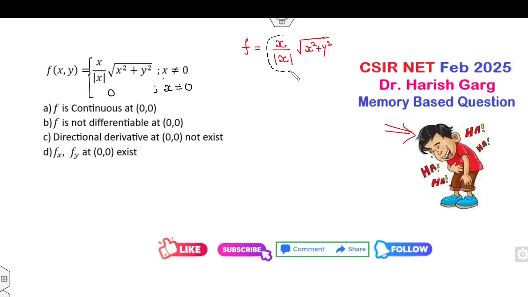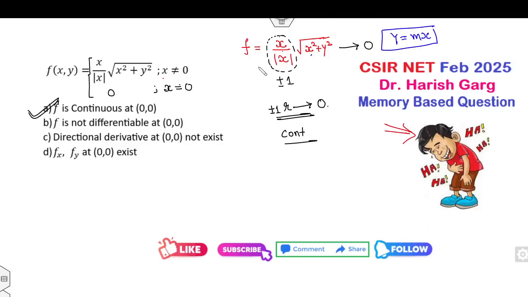What is the value in this case? This is always plus minus 1, fine, and this value goes to 0. Or you can change into polar coordinates, then it is r, fine. This value is always plus minus 1, and as r goes to 0, this value will go to 0. That means the function is continuous. So for continuity, there is no issue. Otherwise, you can choose the path y equals mx. Then again, it goes to 0.